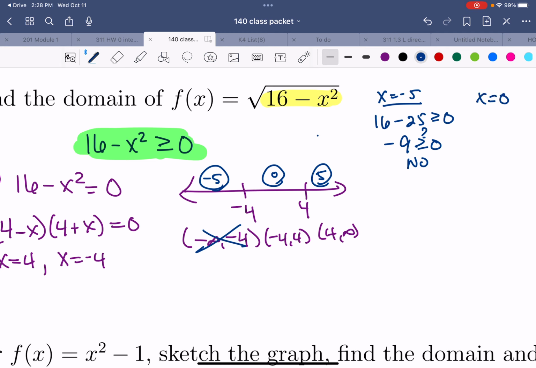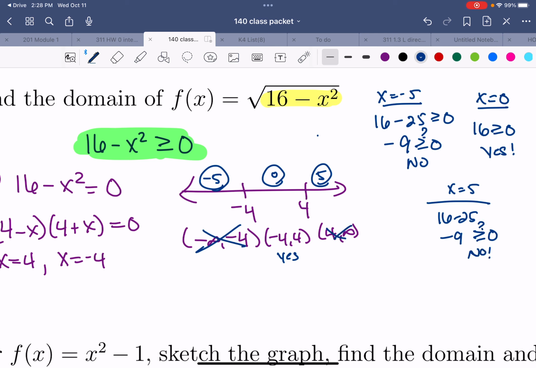When we plug in 0, we get 16 is greater than or equal to 0, and that's a yes. And then when you choose 5, you get 16 minus 25 again, and that's negative 9. Is that greater than or equal to 0? No. So we cross that one out.